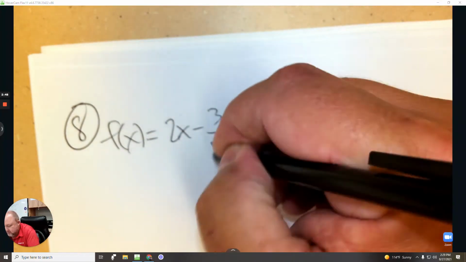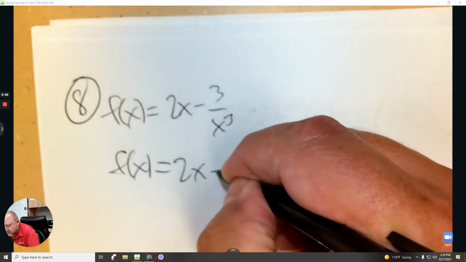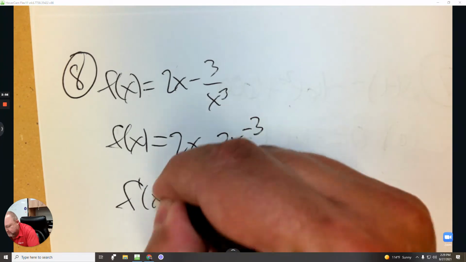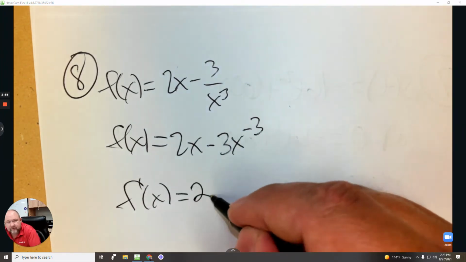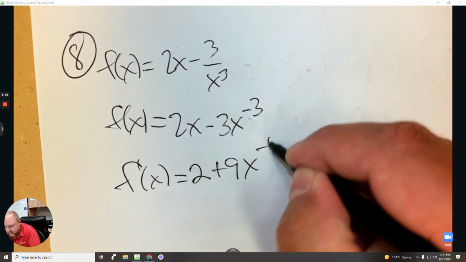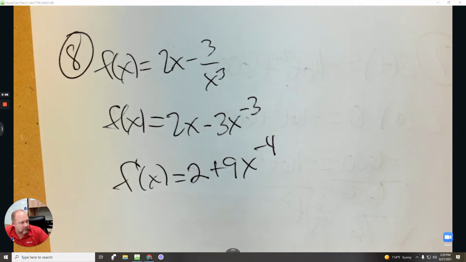All right, take the derivative. Step 1 is to make this calculus friendly. So we're going to write this as 3x to the negative 3 and then take the derivative. So the derivative of 2x, negative times the negative is positive 9. Subtract 1 from the exponent. So it's 9x to the negative 4. Number 9.